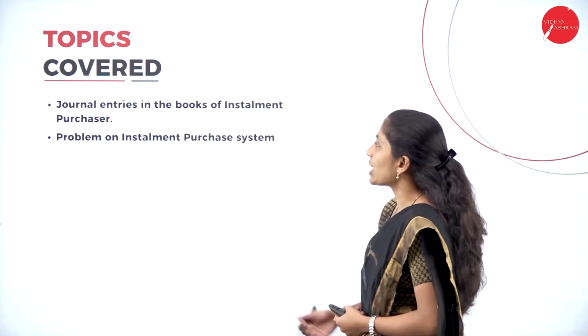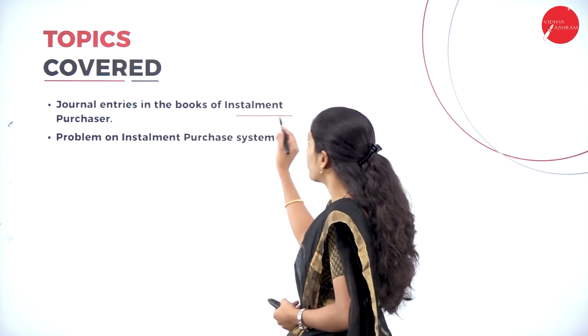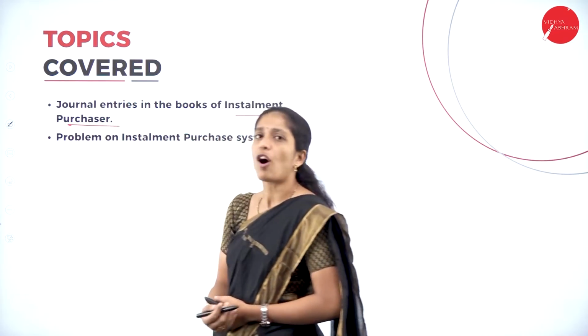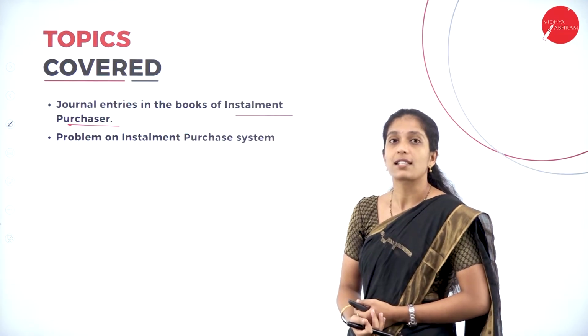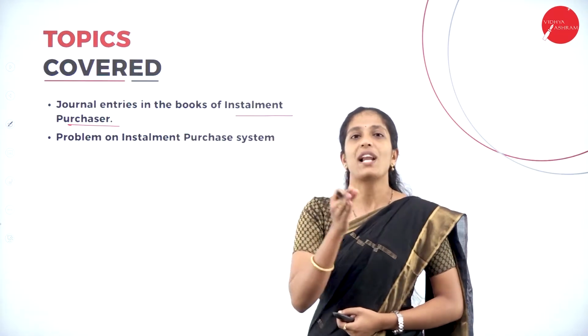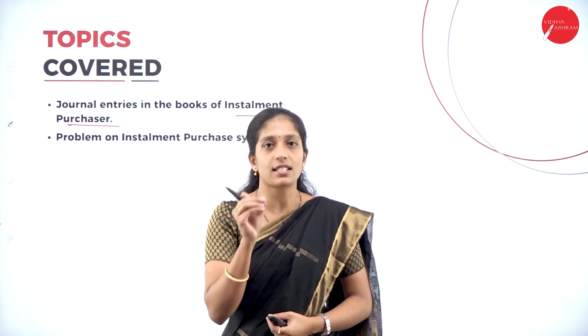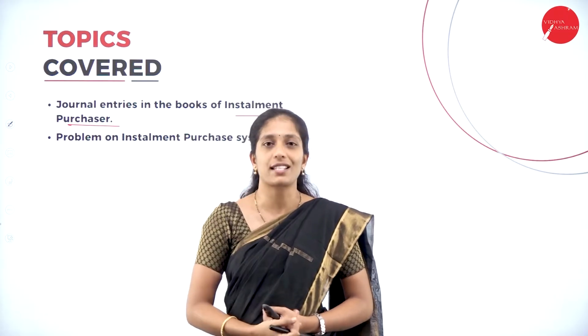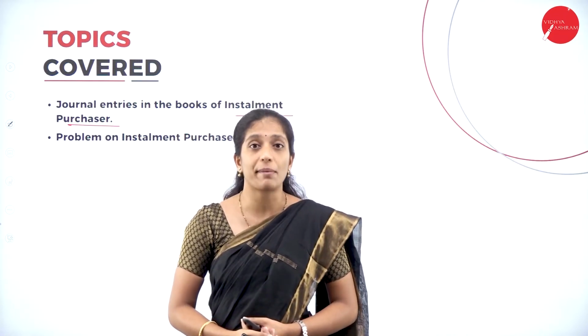So in a previous session, we have seen what are the journal entries in the books of installment purchaser. So we have seen the format. That is, what is the format of journal entries in the books of installment purchaser. So same like hire purchase system. The only thing is that we have to make changes in interest suspense account. So what are the entries that have to be prepared in the books of installment purchaser?